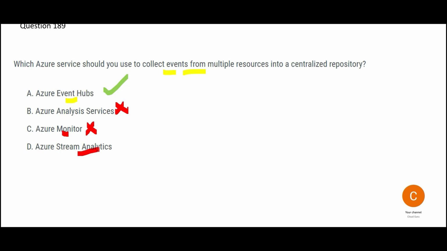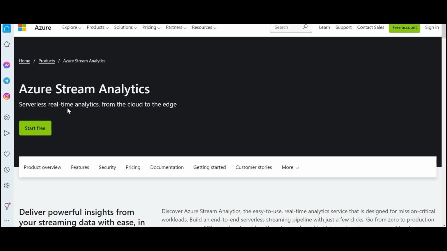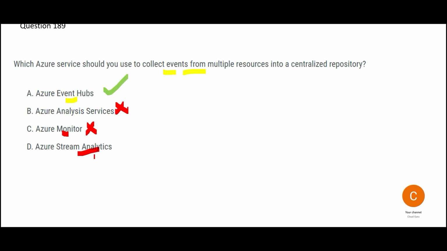Let us look at D, Stream Analytics. It is a serverless real-time analytics service. Does the question mention real-time analytics? No, so this is wrong. Event Hub would be the final answer.